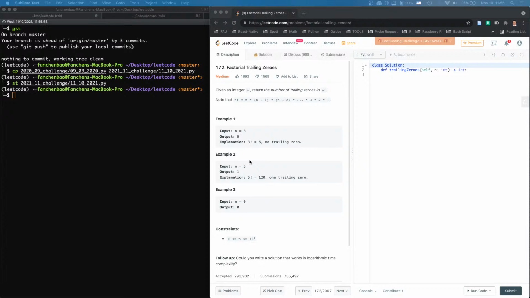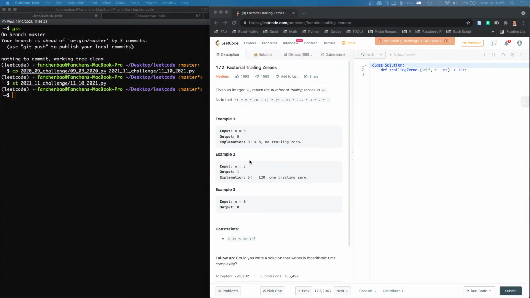Like on the right side, we only have one 5 because of 10, but we have a bunch of 2s. We're always going to have more 2s than 5s, so we only need to count the number of 5s. How do we count the number of 5s?